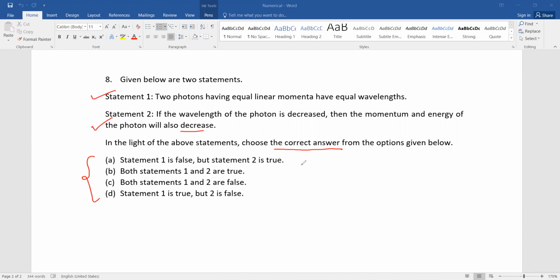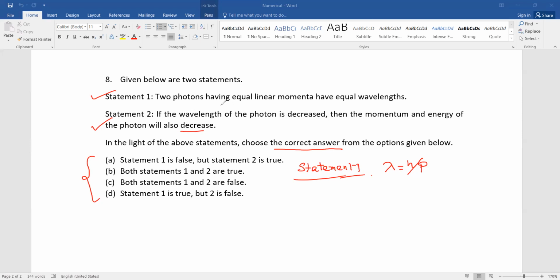Let us analyze statement one and see what we get. Two photons having equal linear momenta have equal wavelengths. The question arises, how is wavelength related to momentum? That is the first question which will arise in our mind. Wavelength is equal to h divided by p, that is, Planck's constant divided by momentum. This is the relationship between momentum and wavelength.